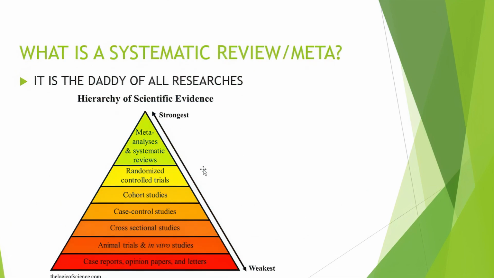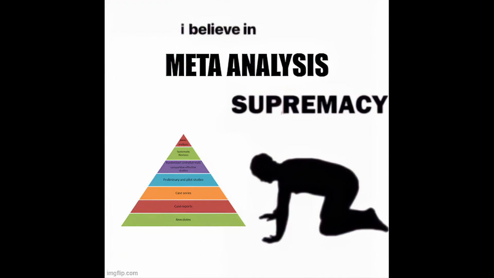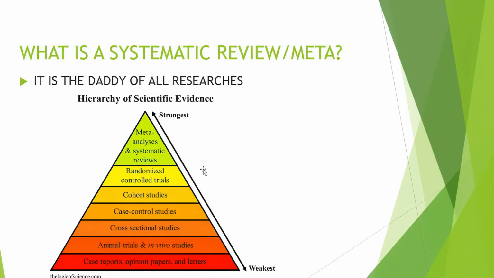First of all, what is a systematic review or a meta-analysis? It is quite simply the daddy of all the researches. It's the strongest research. The weakest is the case reports, opinion papers, etc. Then somewhere above the ladder we have the cross-sectional studies, basically all the surveys that you fill.